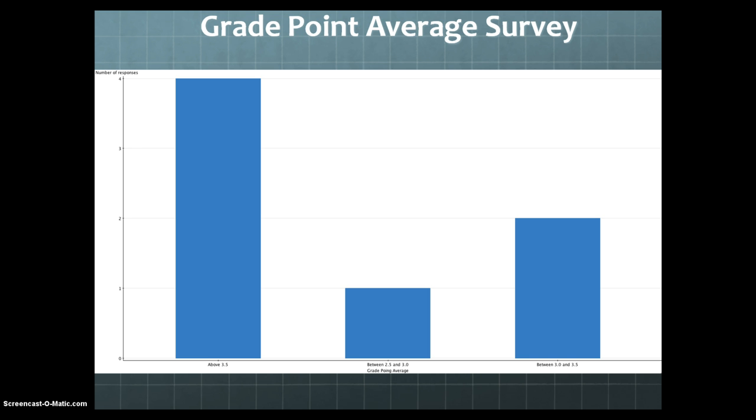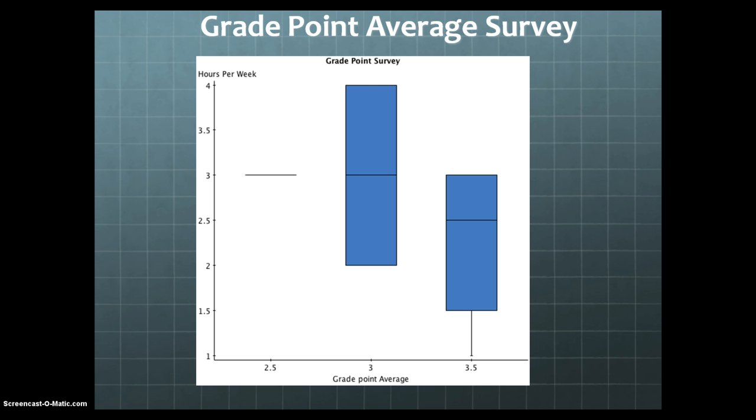To see both of these results in the same graph, I decided to use a box plot. In this box plot, you can see the grade point averages of 2.5, 3.0, and 3.5, and the hours per week as my Y value. At 2.5, I had one person who studied 3 hours. At 3.0, I had a range of about 2 hours to 4 hours. And at 3.5, I had one outlier who studied less than an hour, and then the range of 1.5 to 3 hours.